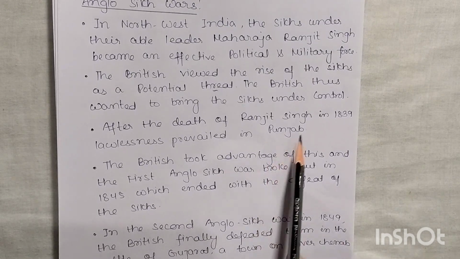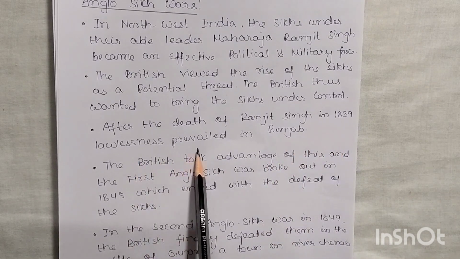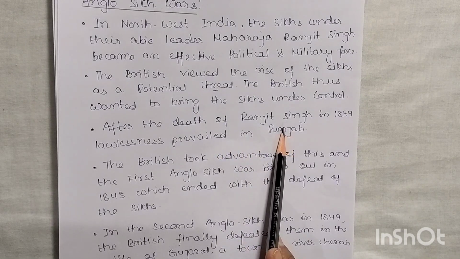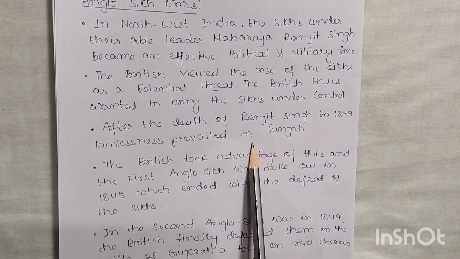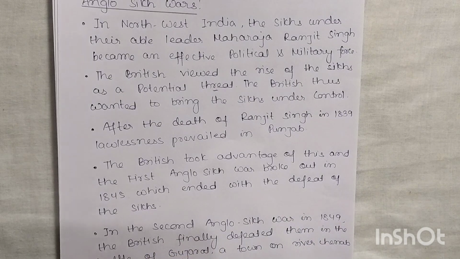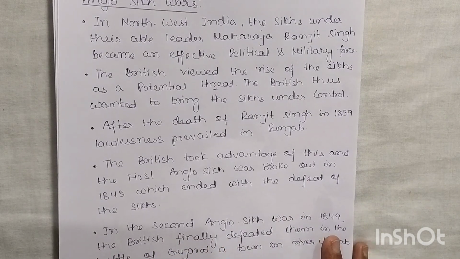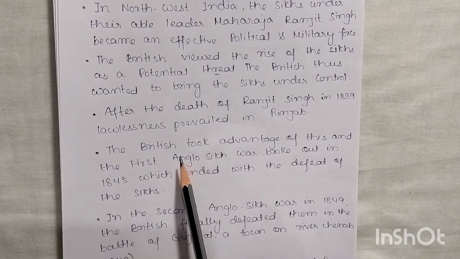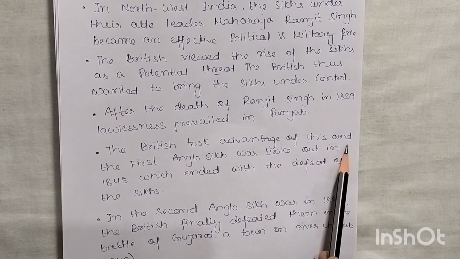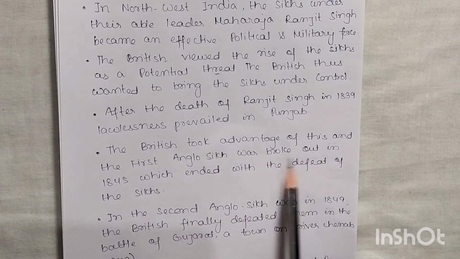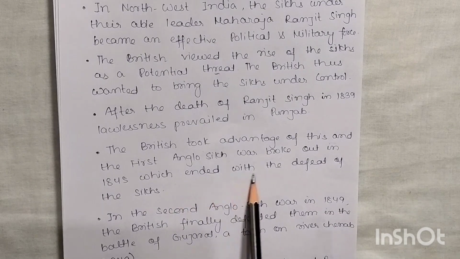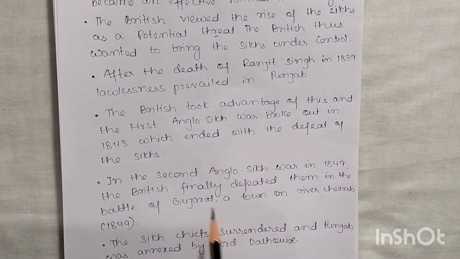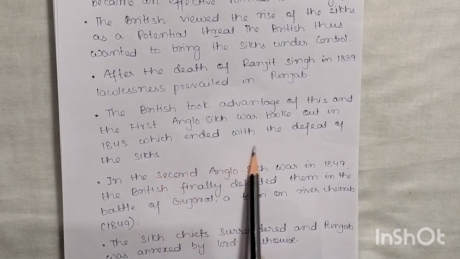After the death of Ranjit Singh in 1839, lawlessness prevailed in Punjab. As the king had died, rules and regulations were destroyed here. No one was there to look after it, and no proper law was there. Things were not good there. The British took advantage of this, and the first Anglo-Sikh War broke out in 1845, which ended with the defeat of the Sikhs. Since no good ruler was there, the Britishers won the war.